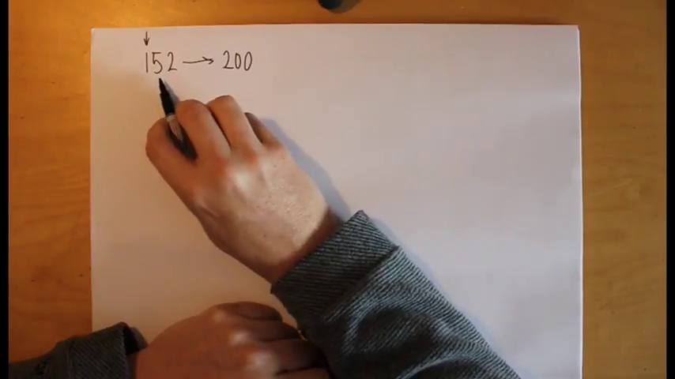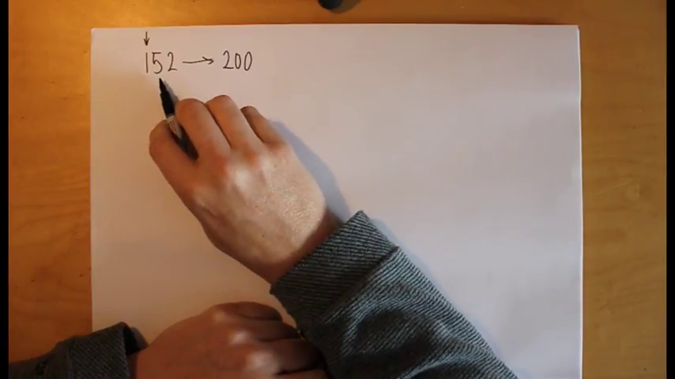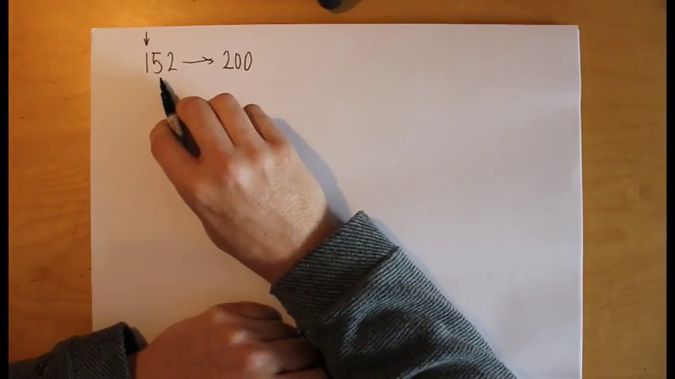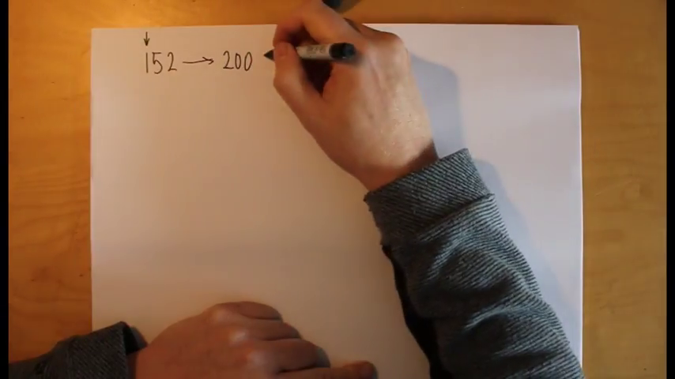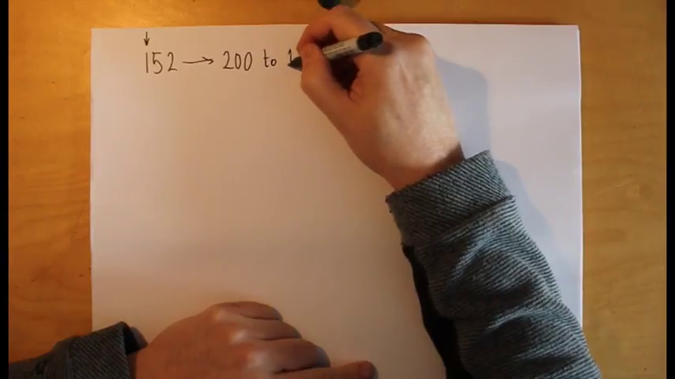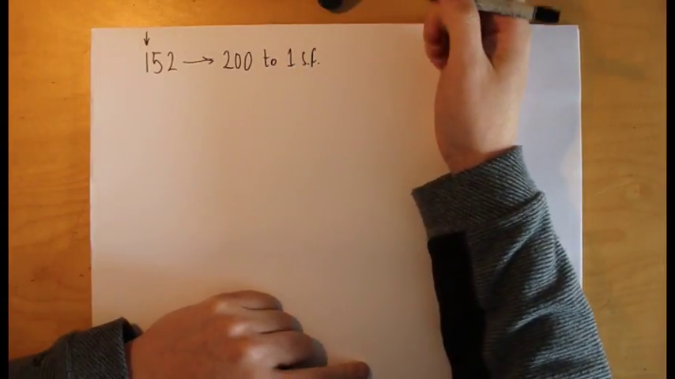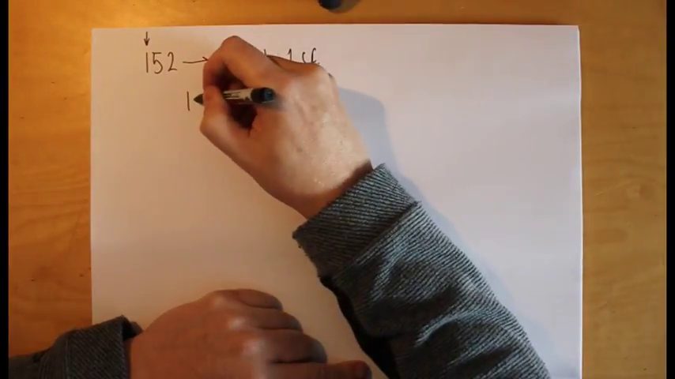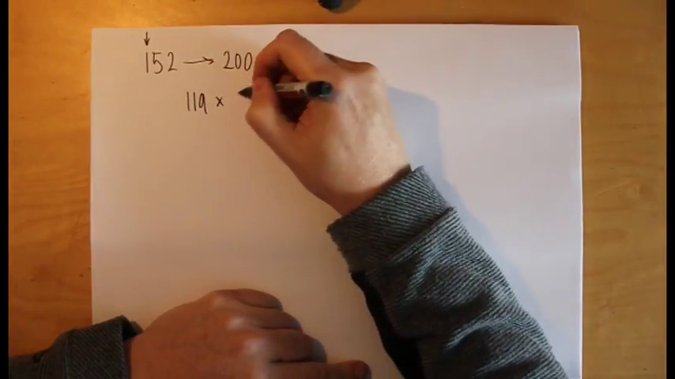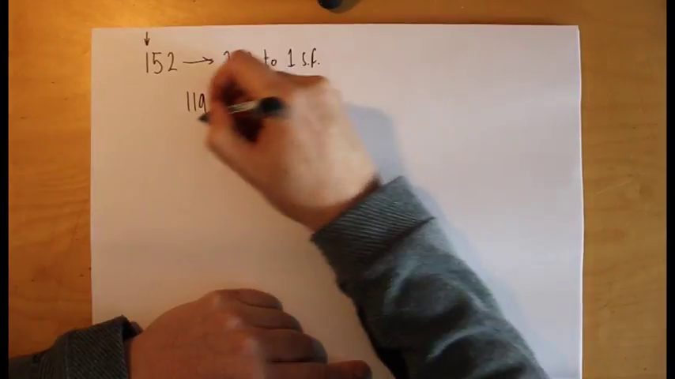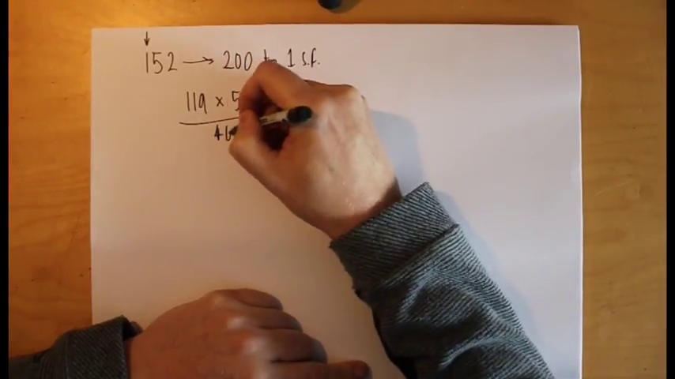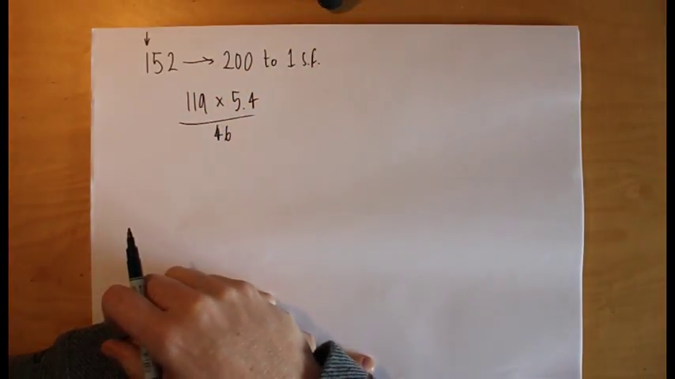Just by looking at this number, you can use your common sense and say, well, yes, we can see that it's nearer to 200 than it is to 100. So we say we've rounded it to one significant figure, or 1 SF. So let's have a look at this sum and see how we would use that method to give us a rough idea of the answer.